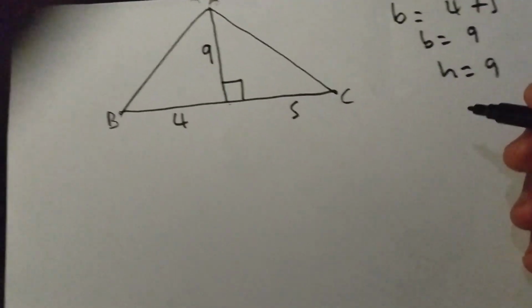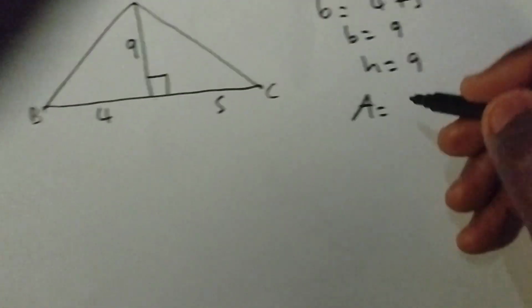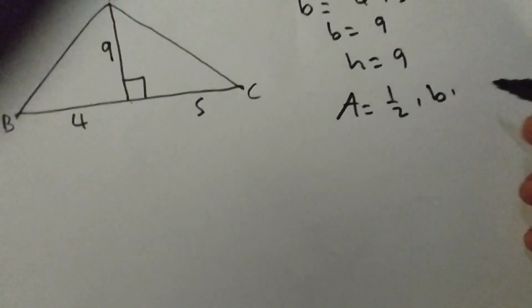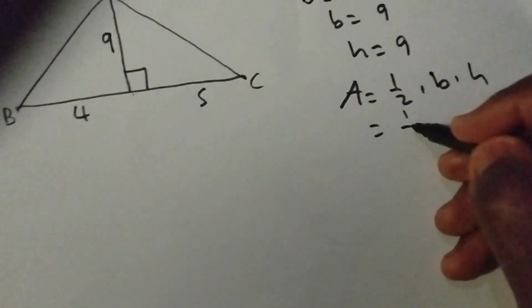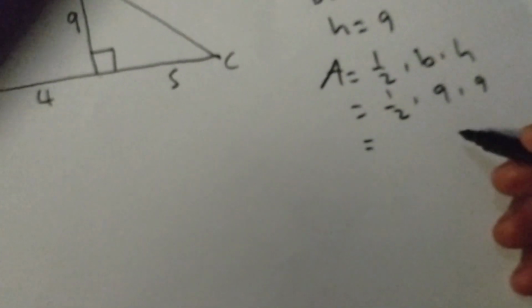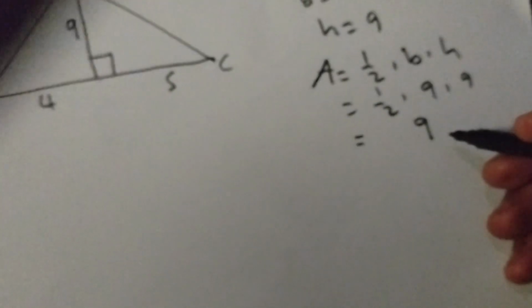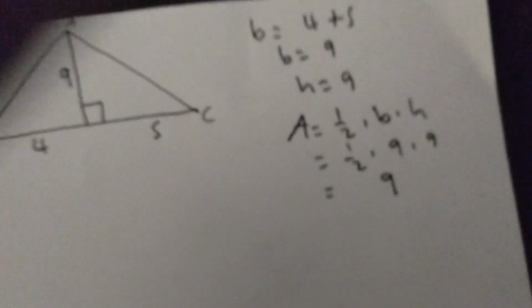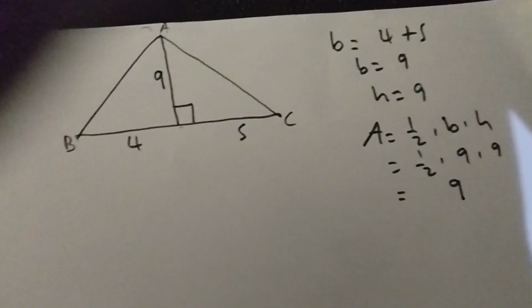So if they ask us to find the area, remember, area is half times breadth times height. So this will be half times 9 times 9. That will be half of 81, which will be 40.5, which depends on your unit. If it's centimeter, it will be centimeter squared. So that will be your area of that triangle.